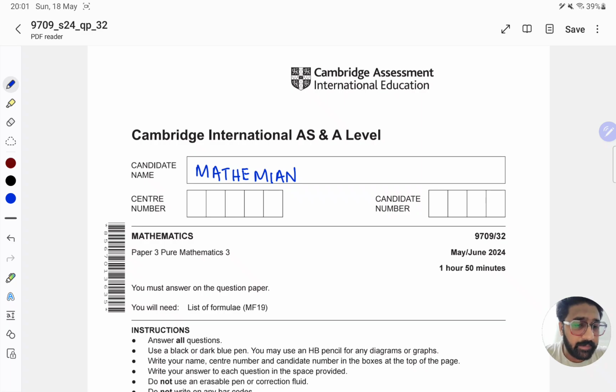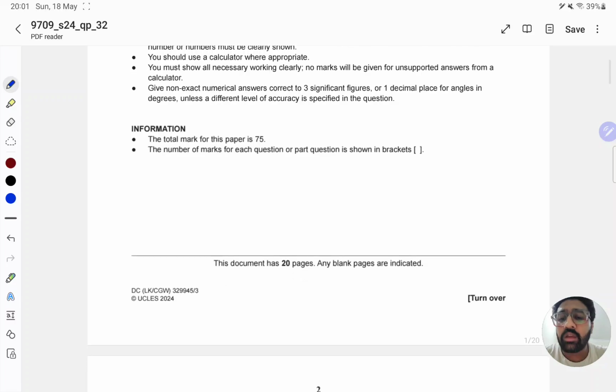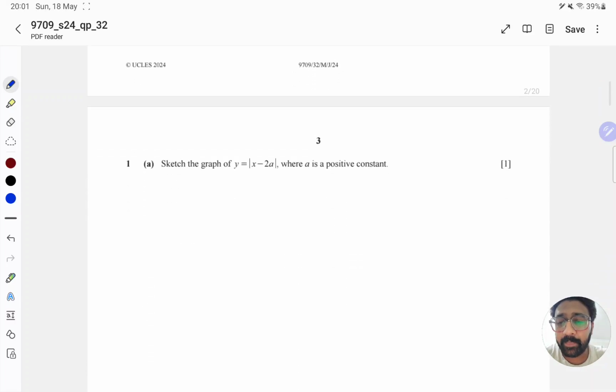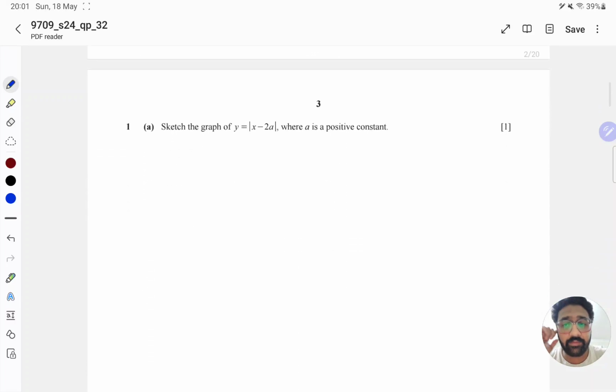9709 paper 332 May June 2024. Question number 1, it says that you have to sketch the graph for y equals mod of x minus 2a, where a is a positive constant.